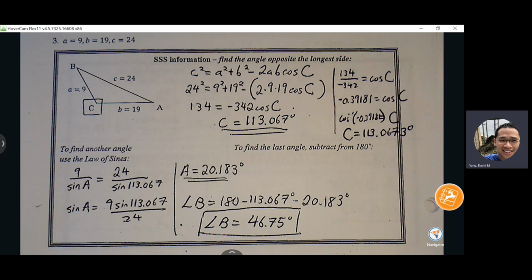Wait, what did you get? Hold on, I think I can work this. Remember, 134 divided by negative 342. Oh, it has to be negative. Yeah, negative 342, right? Unless it's the wrong number. Make sure you divide by negative 342. If you don't, you're going to get the wrong number.